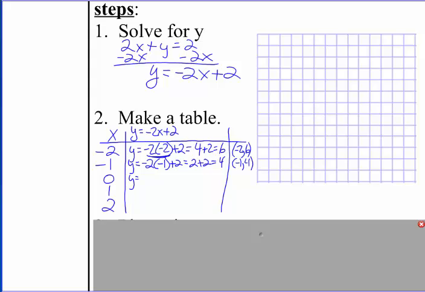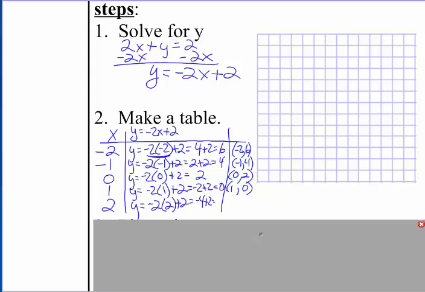Next is the 0. -2 times 0 plus 2. So that would just be 2, giving the point 0, 2. Then y equals -2 times 1 plus 2, which is -2 plus 2, which is 0. So that's 1, 0. And the last one, -2 times 2 plus 2, is -4 plus 2, which is -2. So that point is 2, -2.